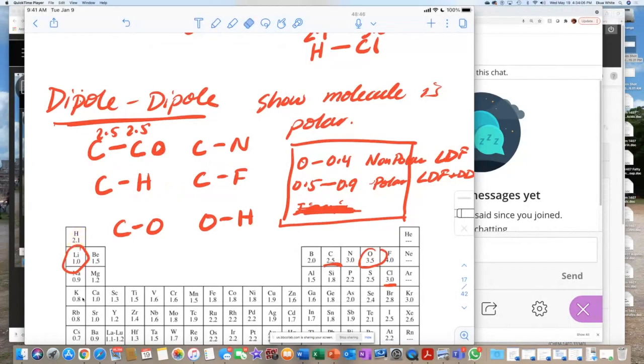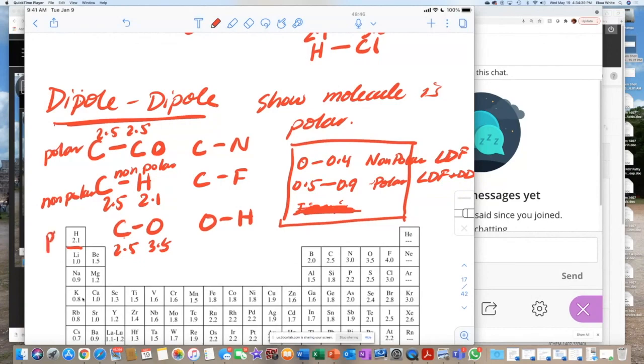Carbon and hydrogen, let's see. Let me erase this. Hydrogen is 2.1. Carbon is 2.5. So the difference here is 0.4, so this is considered nonpolar. This one here is polar, and on this side, this is nonpolar. And then C and O. Let me erase these down here. Carbon is 2.5, oxygen is 3.5. The difference here is 1. Technically, this is polar.